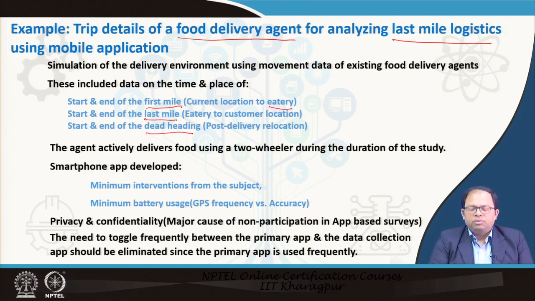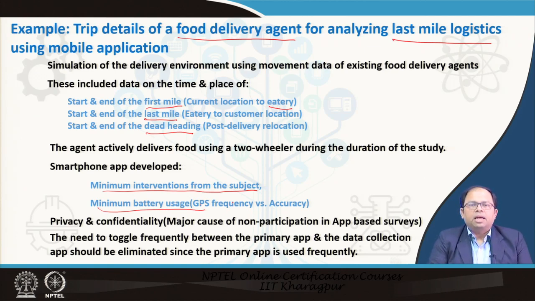The agent actively delivers food using a two-wheeler during the duration of the study. So he cannot use the app every time, but he still uses the app to look at the location where he's going and so on. And so we need to have minimum interval. If I develop an app which collects data on his GPS location, he needs to be tracked, so we need to take his permission. That means there have to be options for starting and ending the tracking. It cannot be just going on behind, without his knowledge. And we also need minimum intervals, so he doesn't need to click every time along the way. So the system has to be designed like that, and so that the battery usage is also reduced.